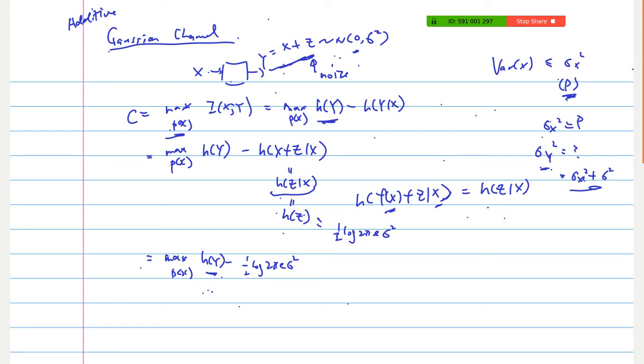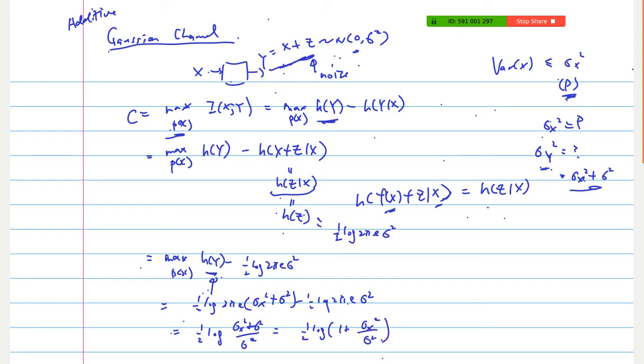And therefore the maximum h(Y) will be simply 1/2 log 2 pi e (sigma x squared plus sigma squared), minus this term here, 1/2 log 2 pi e sigma squared. So we got 1/2 log of (sigma x squared plus sigma squared) over sigma squared. And this is basically equal to 1/2 log (1 plus sigma x squared over sigma squared).